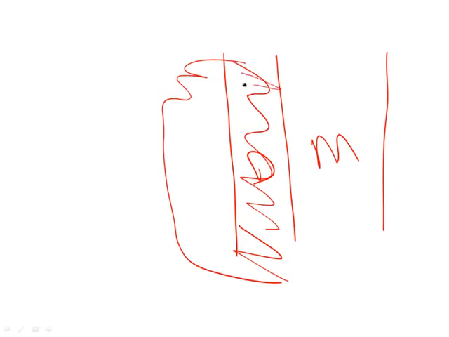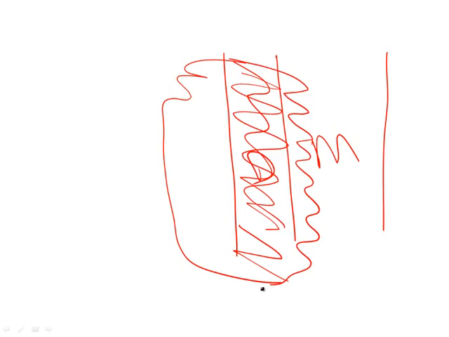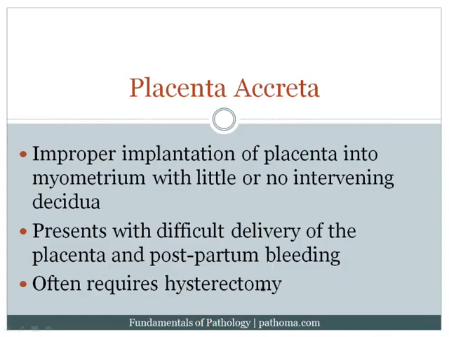However, if there is no decidua or there's minimal decidua, the placenta will attach to the myometrium, and when it attaches to the myometrium, that's called placenta accreta. It becomes stuck. Now, how is this going to present? This is going to present with difficulty in delivering the placenta. Remember that after the baby is delivered, the next thing we do is we deliver the placenta. However, the placenta is stuck, so we won't be able to deliver it very well. So that's the difficult delivery of the placenta.